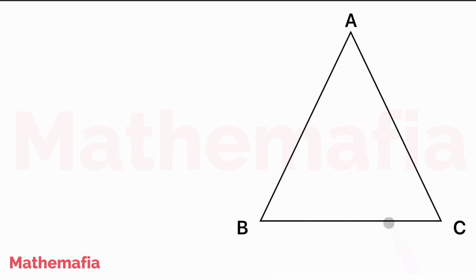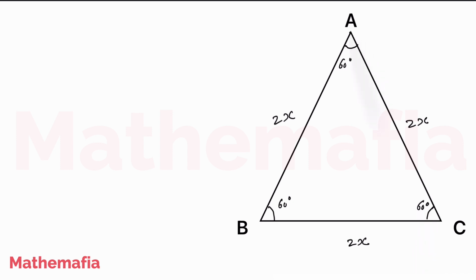Let's take an equilateral triangle ABC, and let's say the length of this side is 2x. This means AB will be 2x as well and BC will be 2x as well, because it is an equilateral triangle. Also, every angle of this triangle will be 60°. So this will be 60, 60 and 60°.